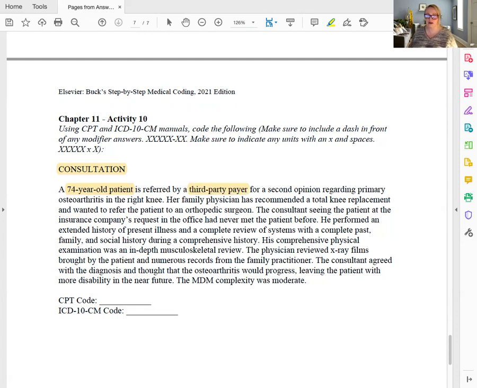So what this tells me is that we're still looking at a consultation, because it's not billed based off of Medicare services. Third-party payer means somebody other than Medicare is referring him for a consultation. Again, even if it was Medicare that was the third-party payer, this particular patient would be billed as a consult when we're looking at the correct level of service for consult.